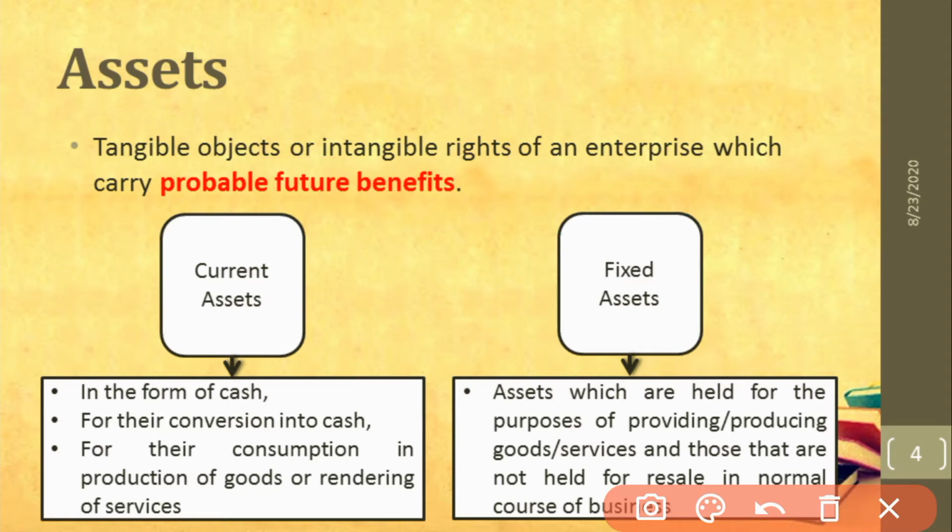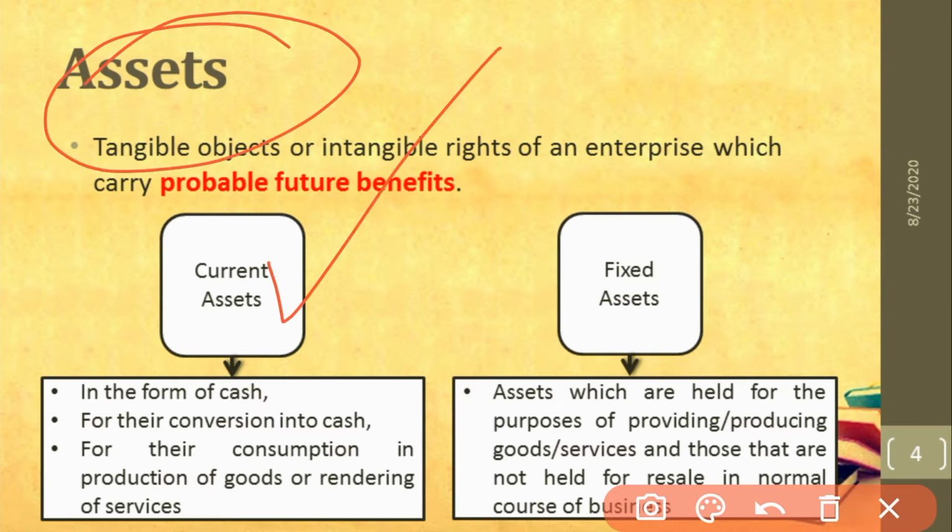Now we can see that assets can be classified into current assets and fixed assets. Basically the current assets are those held for conversion into cash. Say, if I have some savings in my bank account, that can be easily converted into cash. Further, those held for consumption in the production of goods or rendering of services. For example, I have raw material in my industry or enterprise that can also be easily converted into cash. So these are the current assets.